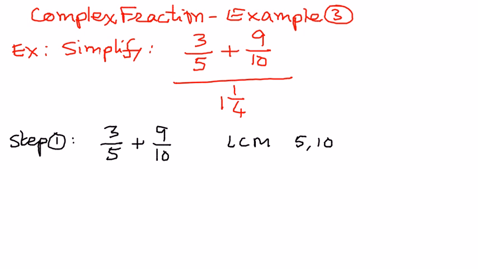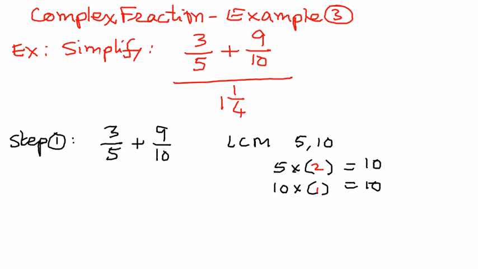10 is a multiple of 5. So therefore, 5 times what number is equal to 10, and 10 times what number is equal to 10? We know that 5 times 2 is equal to 10, and 10 times 1 is equal to 10. So we have the two numbers with us. Therefore, the common denominator is 10. By finding the LCM for 5 and 10, we figured out that the common denominator is going to be equal to 10.